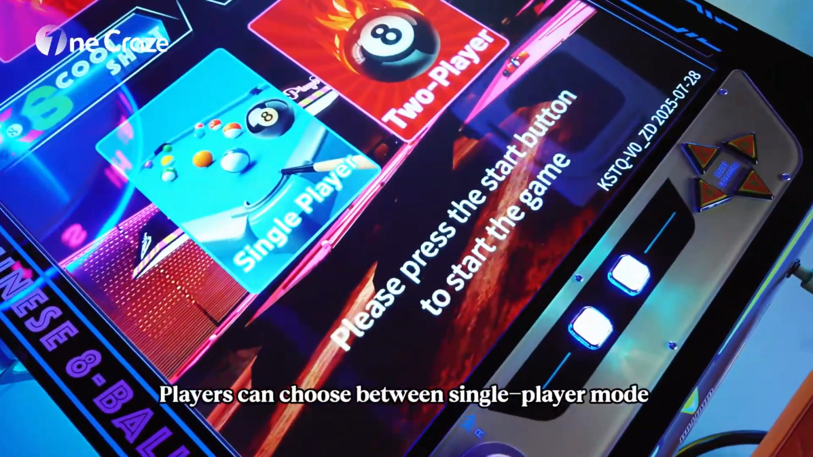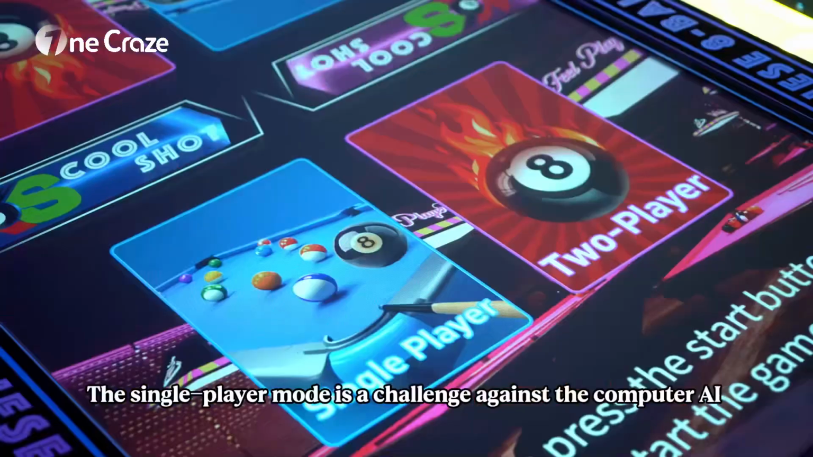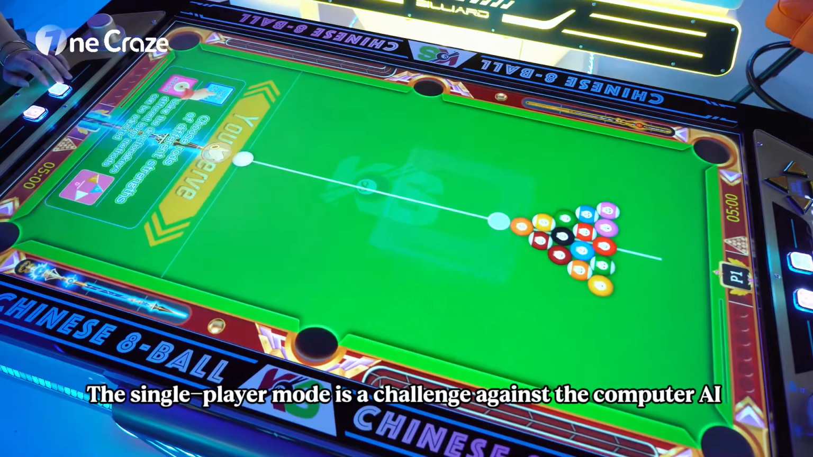Players can choose between single-player mode or 2-player battle. The single-player mode is a challenge against the computer AI.